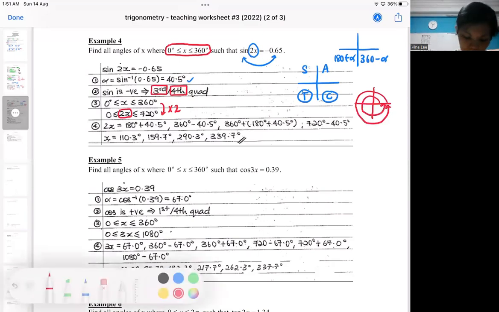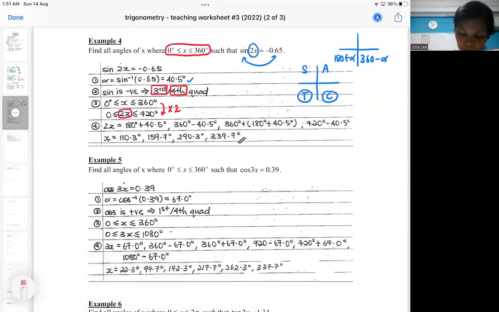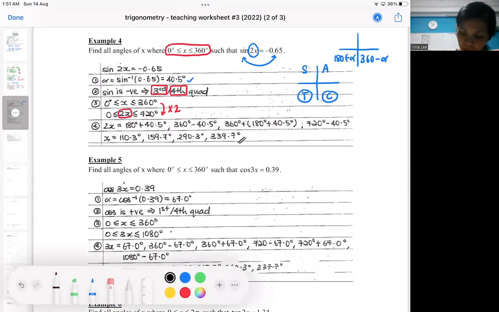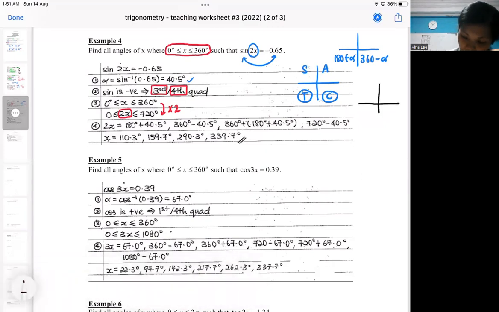For example, the first time you come to the third quadrant, it will be like this. That's why it's 180 plus 40.5. But if you carry on one more round, you are going to visit the third quadrant one more time. So these two are the third quadrant.